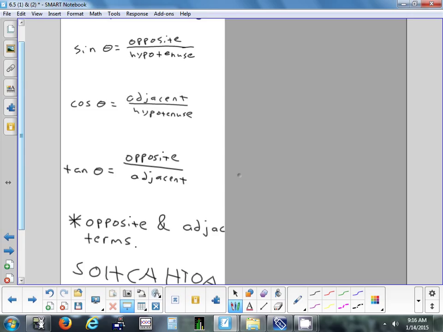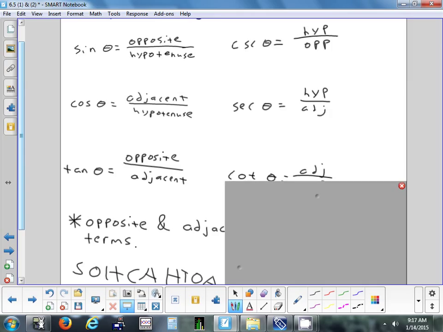Once you have those three, how do you get the other three? You can basically take each one of those and find the word for it. You just do the reciprocal. We've studied that when we looked at trig identities a little bit. The idea is that you just flip them. So cosecant is hypotenuse over opposite, secant is hypotenuse over adjacent, and cotangent is adjacent over opposite.